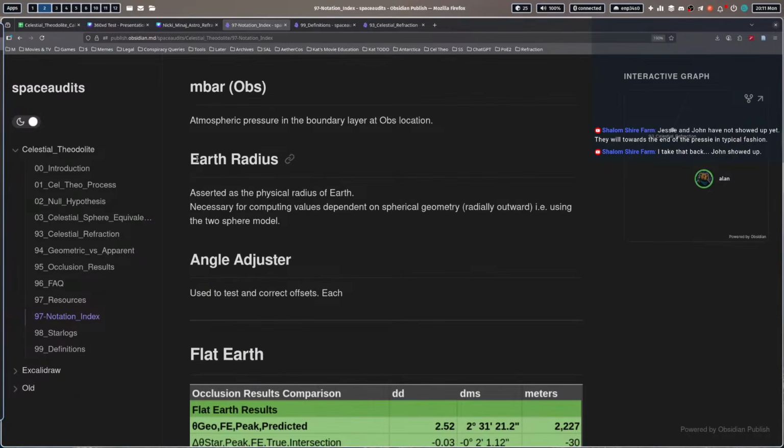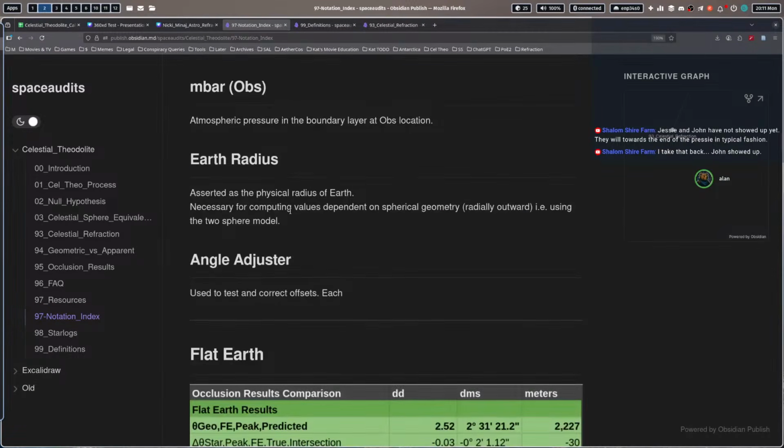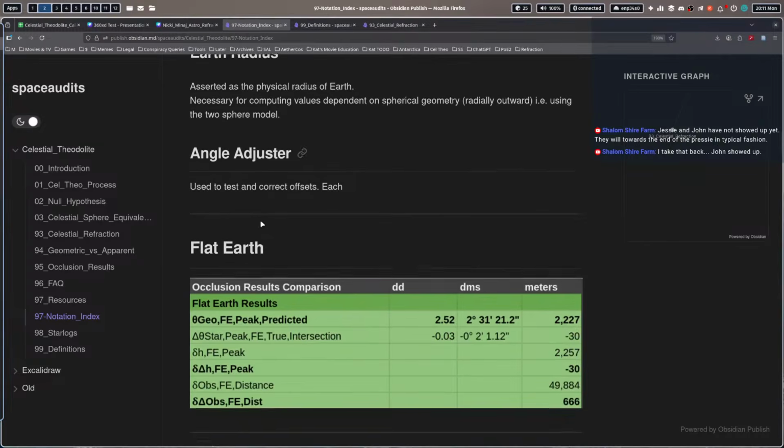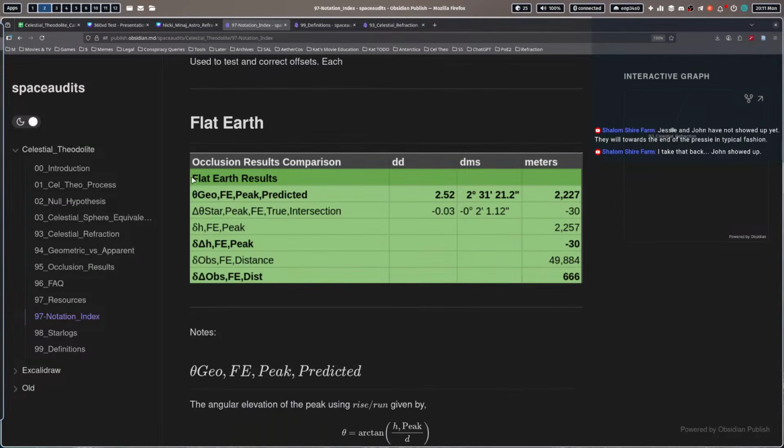All right, then radius of Earth, that's just your radius of Earth in meters. So 6,730,000 or something like that comes out to. And then we have angle adjuster, which is used to correct offset. So if you want to do testing or whatever, you can enter an angle adjustment.